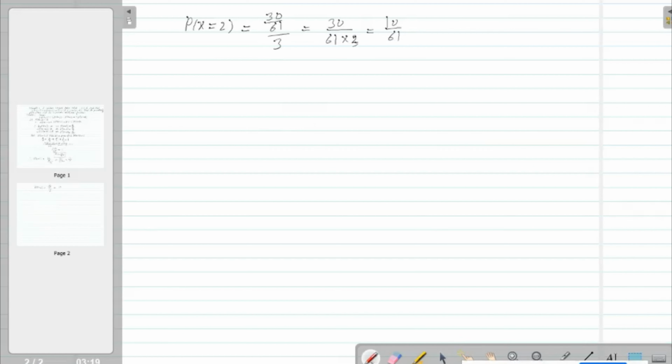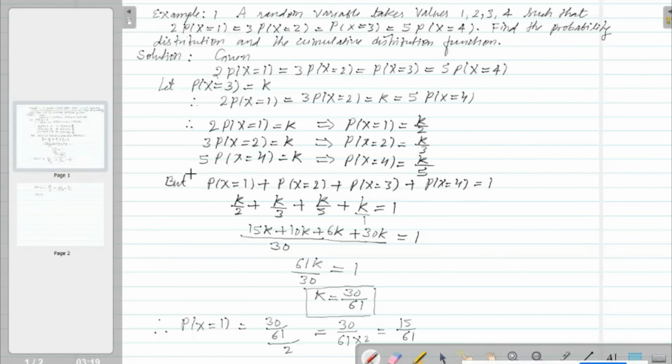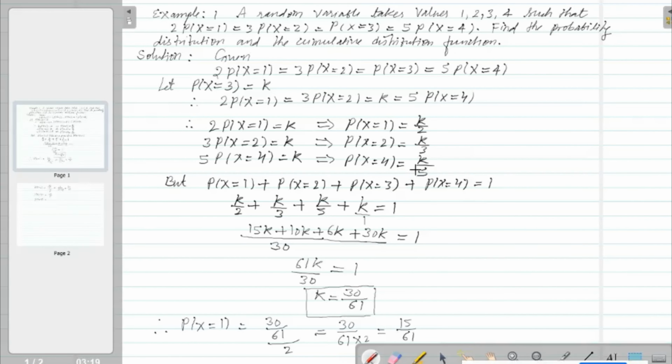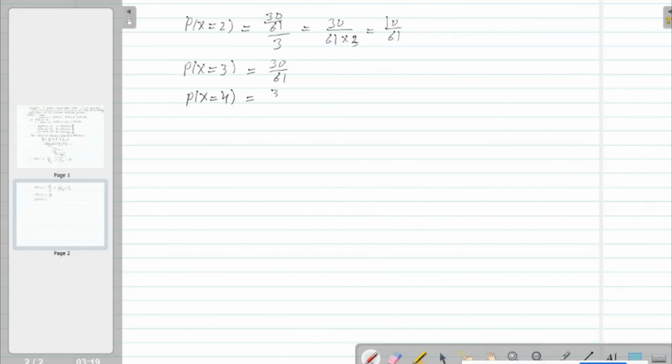Okay, now p of x equal to 3 is how much? P of x equal to 3 is k, that is what, 30 by 61. Now P of x equal to 4 is k by 5, that is 30 by 61 divided by 5. So this is what, 30 by 61 into 1 by 5, 6 by 61.